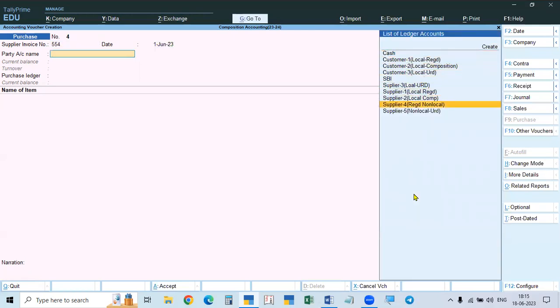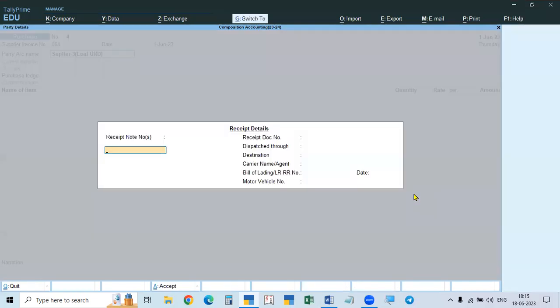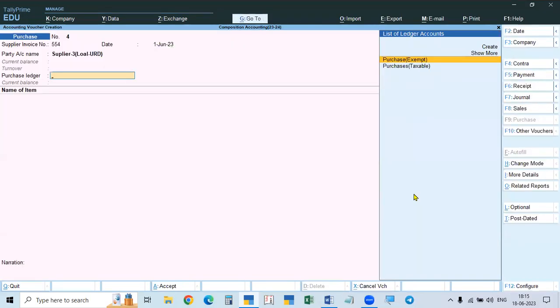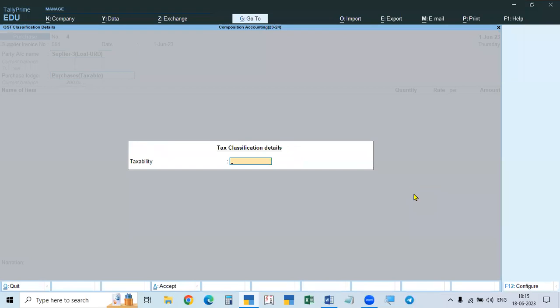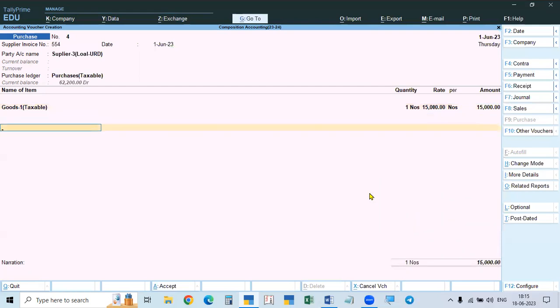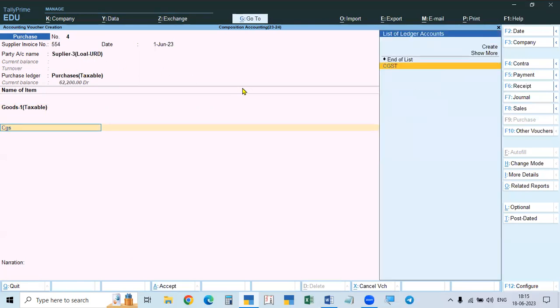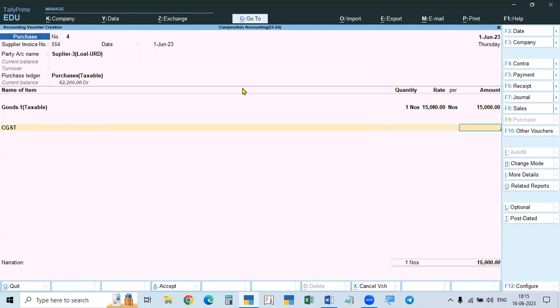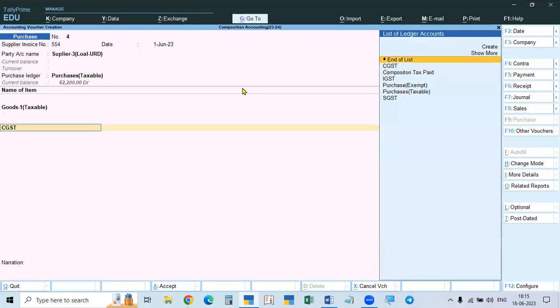And if you take up another one: supplier non-local unregistered, or local unregistered, whatever it may be. Local URD, whether the goods are taxable or exempted, you will take taxable. So here, goods taxable, one unit, 15,000. Here also it is taxable, but it is an unregistered dealer, so they cannot charge the tax. That is why there will be no tax.